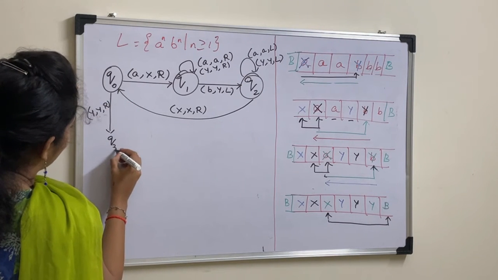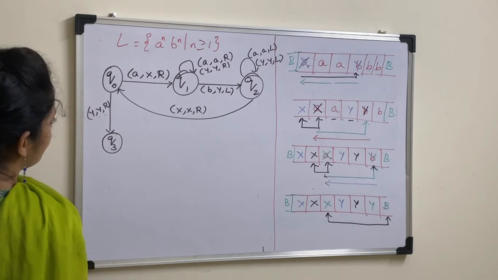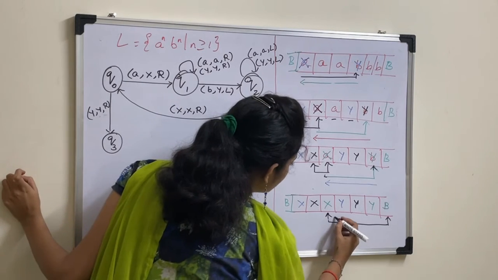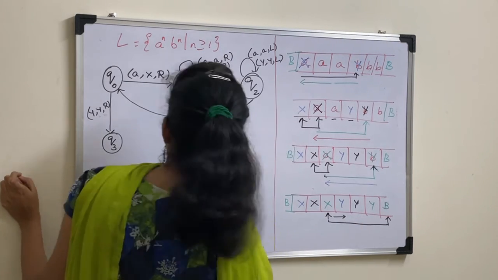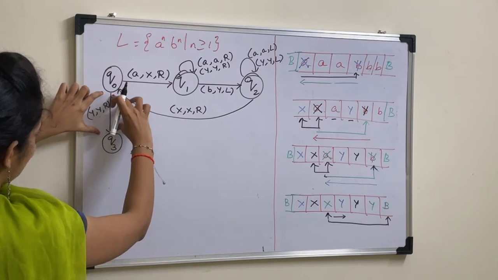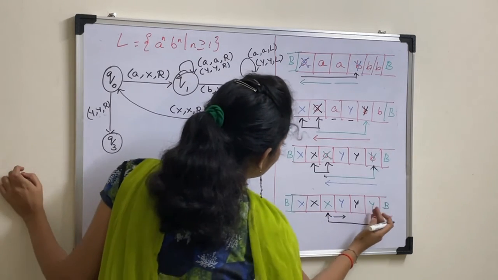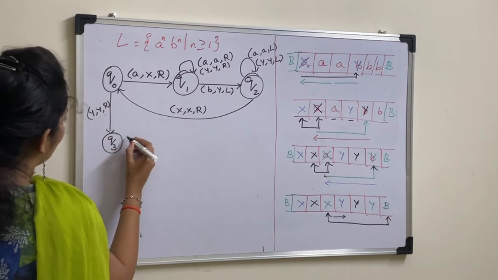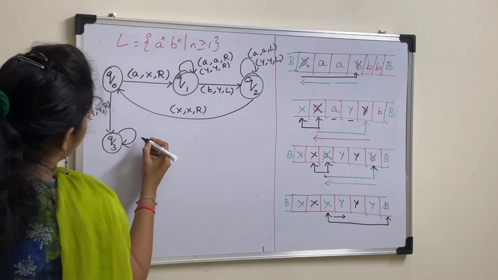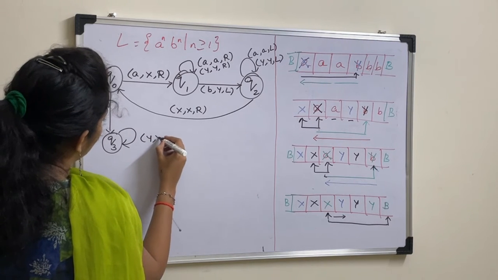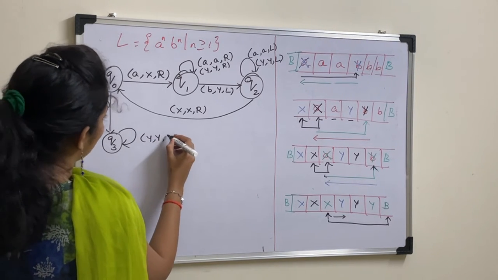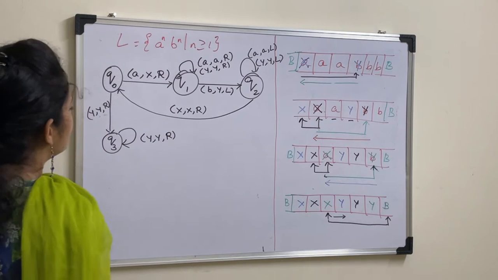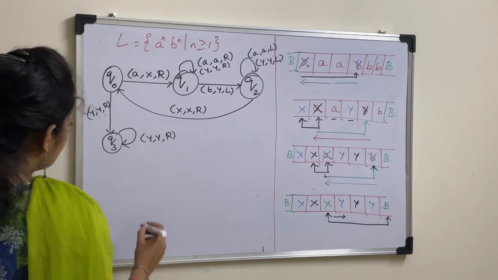And let the state be Q3. So we moved one position to the right. That is the logic which we represented here. Similarly, there might be any number of Y's in the middle, so take one self loop and write it as Y. If the input is Y, keep that Y as it is and move towards the right side.